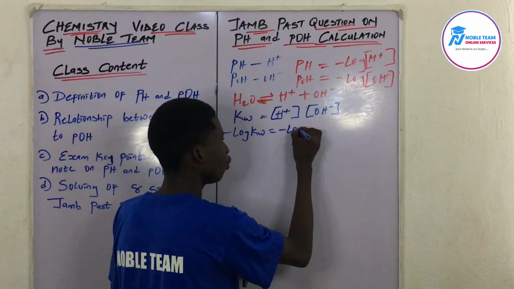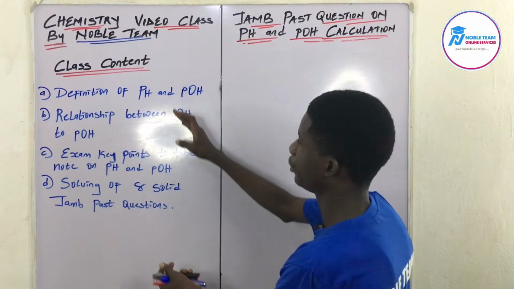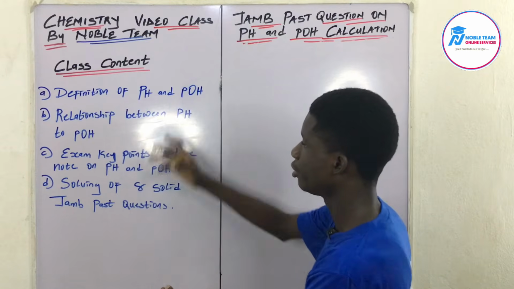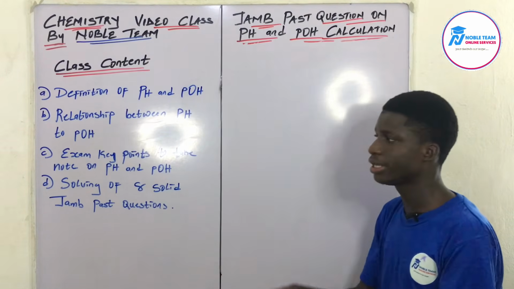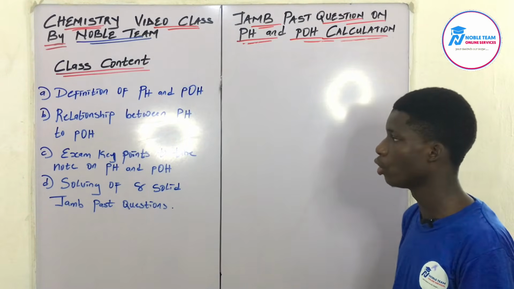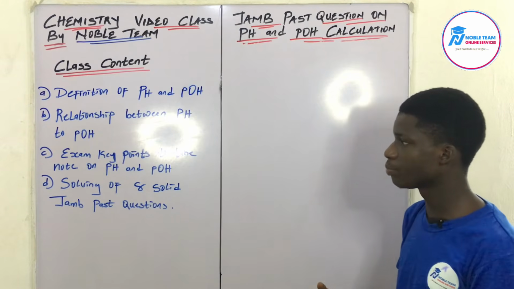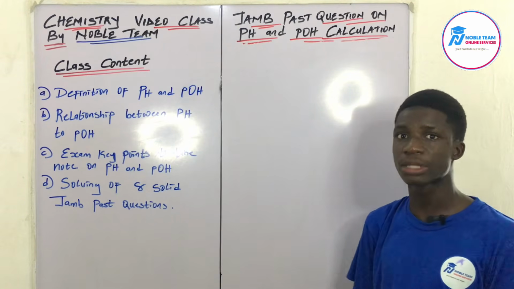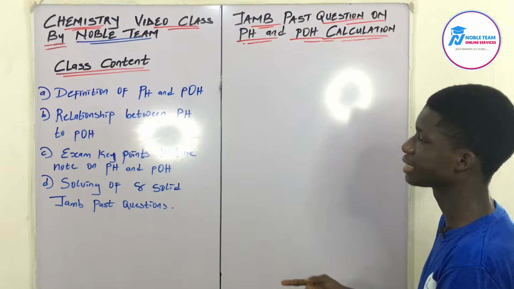You take note of this formula because we will be using it to solve a lot of questions. Now we are done getting the relationship between pH and pOH. So we are done with the definition of pH and pOH and the relationship. Let's look into the exam key points we need to know, because I'm going to be listing bullet points you need to take note of once it comes to pH and pOH.